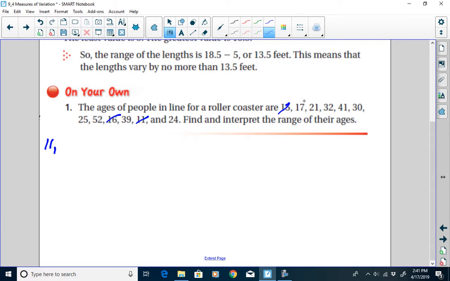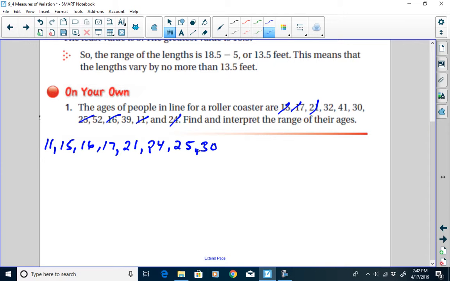Then we have 16. Then we have 17. Anything else in the teens? It doesn't look like it. I see a 21. Looks like that would be the next value from least to greatest. And then anything else in the 20s? We have a 24 and a 25, from least to greatest. Anything else in the 20s? No, but we have a 30.